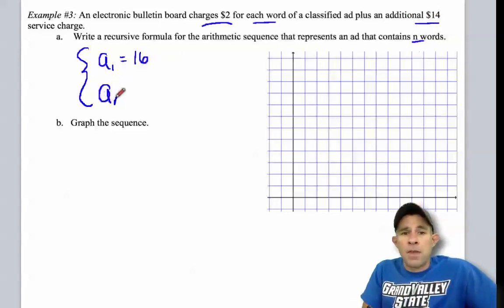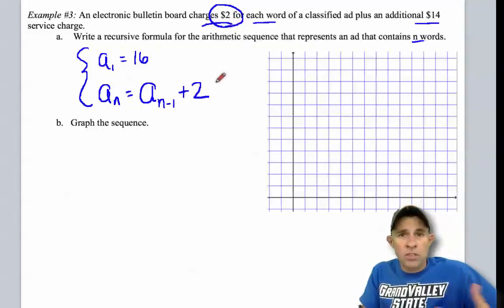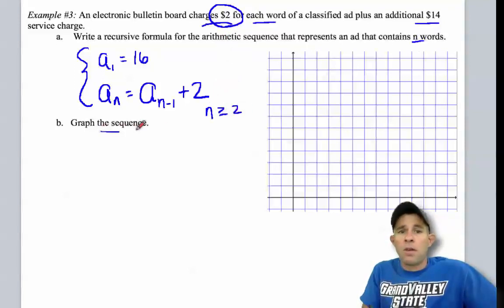And then a sub n, any term after that, would be the previous term, a sub n minus 1, plus an additional $2. That's our constant change for each additional word. And again, this is for where n is greater than or equal to 2. Now we want to graph this sequence.